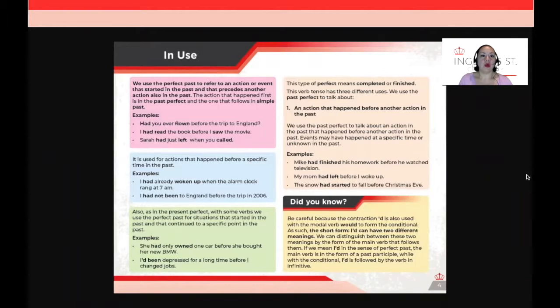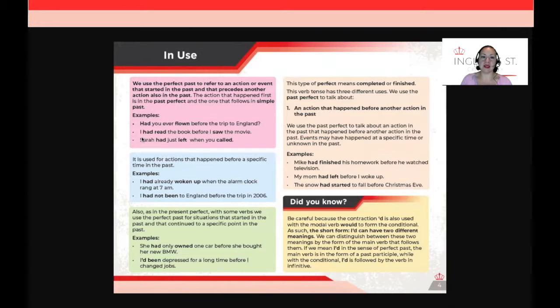Okay, so we use the past perfect to refer to an action or event that started in the past and that precedes another action also in the past. The action that happened first is in the past perfect and the one that follows in simple past. Examples: Had you ever flown before the trip to England? I had read the book before I saw the movie.